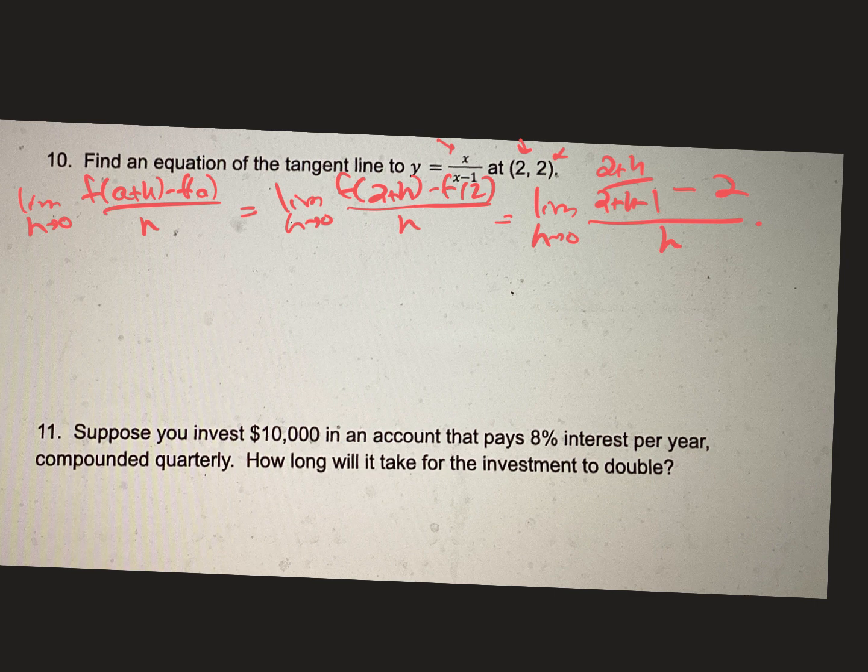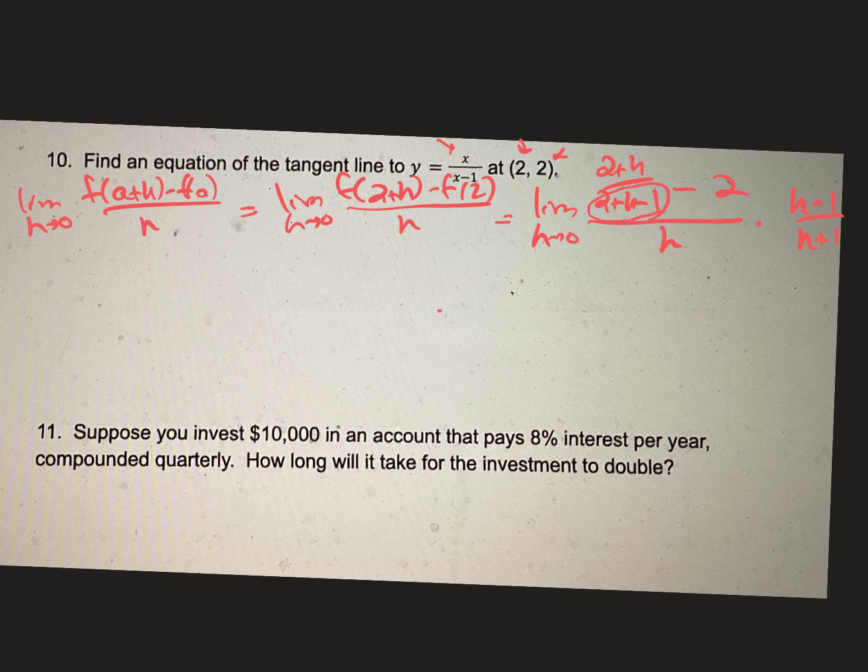Matter of fact, let's make that simpler. 2 plus h minus 1, you can go ahead and do the 2 minus 1. 2 minus 1 is 1. So I'm really multiplying by h plus 1. That's what that really is. Okay, I'll just simplify that.